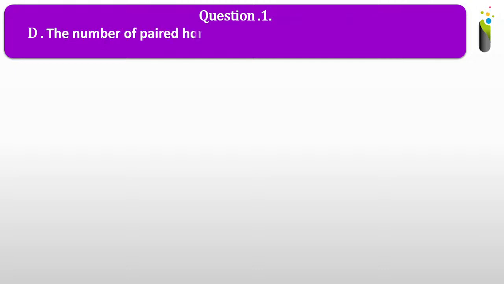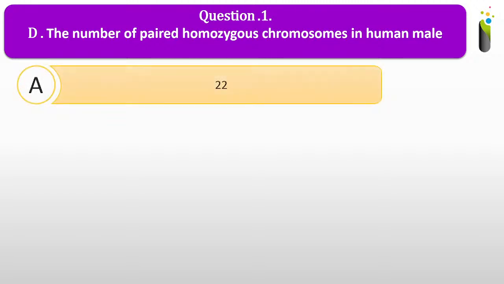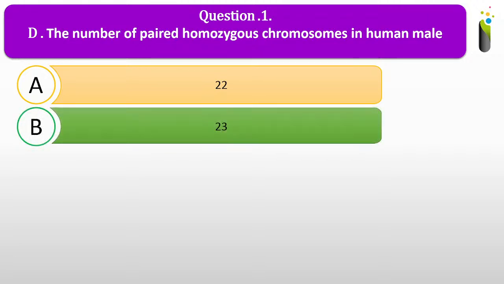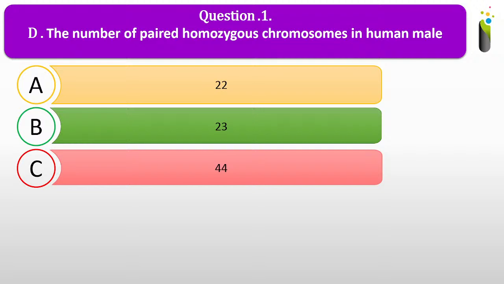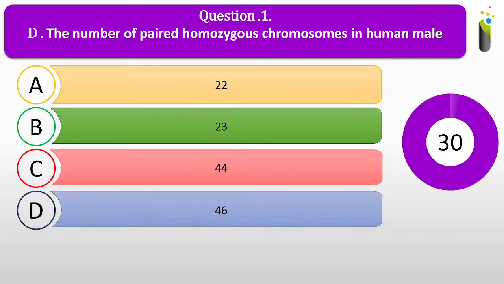Coming to the next question, number 1D. The number of pair homozygous chromosomes in human male is dash. A. 22. B. 23. C. 44. D. 46. The number of paired homozygous chromosomes in human male. So what should be the answer for this question?